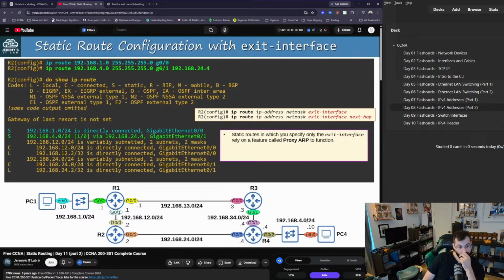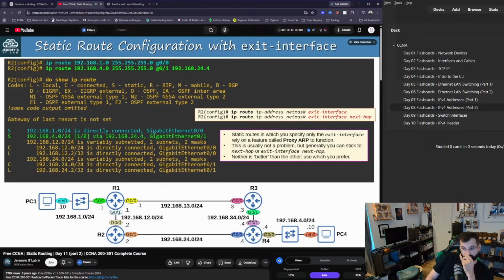Static routes in which you specify only the exit interface rely on a feature called proxy ARP to function. This is usually not a problem, but generally you can stick to specifying next hop only, or both exit interface and next hop. Neither configuration method is necessarily better than the others. Just use whichever you prefer. Note that proxy ARP is beyond the scope of the CCNA. I won't spend time explaining it here. However, you should know that when configuring static routes, you can specify the next hop, the exit interface, or both.